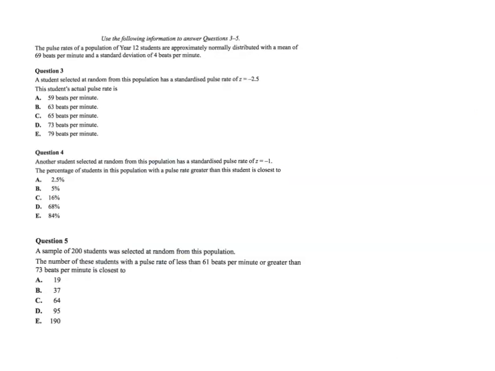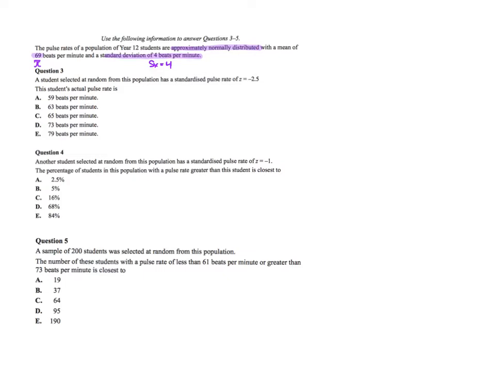Okay, the pulse rates of a population of Year 12 students are approximately normally distributed. See how I said? You're going to see those words. You now know you're doing one of these questions. And soon after, they'll tell you the mean. So with a mean of 69, so I'm just going to write the X with the line above it, and the standard deviation of 4 beats. So I know my standard deviation is 4. So we're off to the question now.